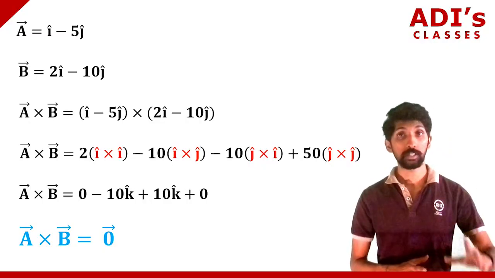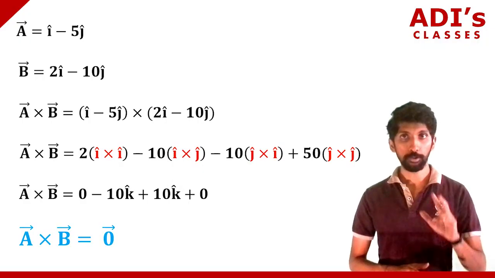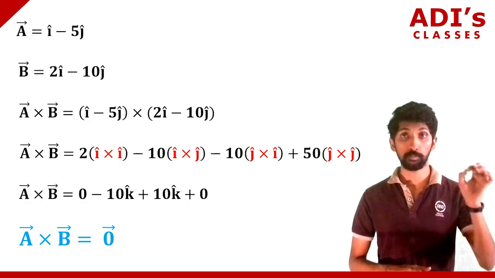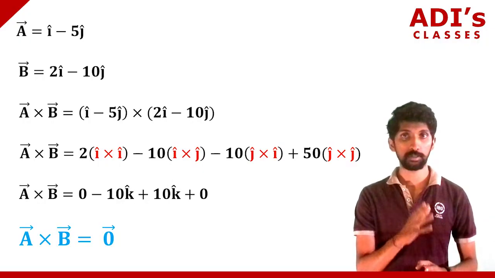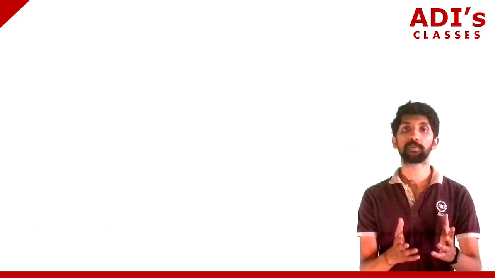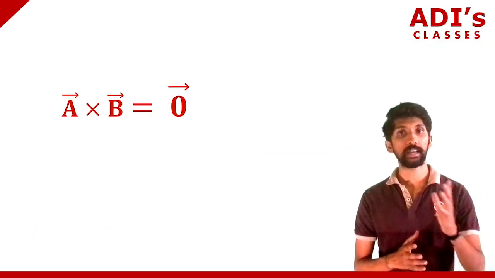So this is how you solve it if they give you two vectors and ask you to prove that these two vectors are parallel. You have to prove that A cross B is equal to 0. Since we proved this, we are proving that A and B are parallel to each other.